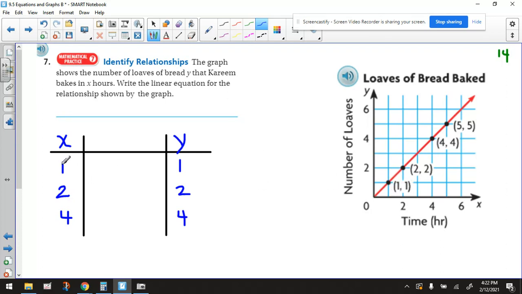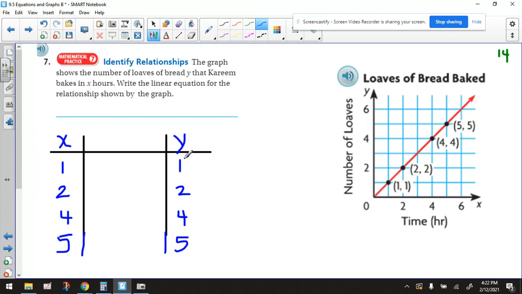We have a 1 and a 1, we have a 2 and a 2, a 4 and a 4, and we have a 5 and a 5. So let's slip in that 5 and the 5. And we have to ask ourselves, what do we have to do to the x to get y? What do we have to do to it? Because we need a linear equation. So x, do some stuff to it, and get y.